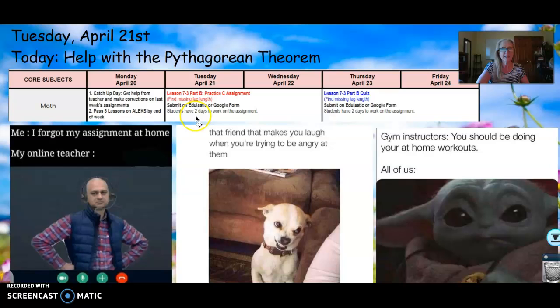Starting today, you will be assigned Lesson 7-3, Part B, Practice C assignment. This is for missing a leg length in a right triangle. And then on Thursday, you will be assigned Lesson 7-3, Part B, Quiz. I hope. Sometimes my assignments go out before they're supposed to. I haven't figured that out completely yet.